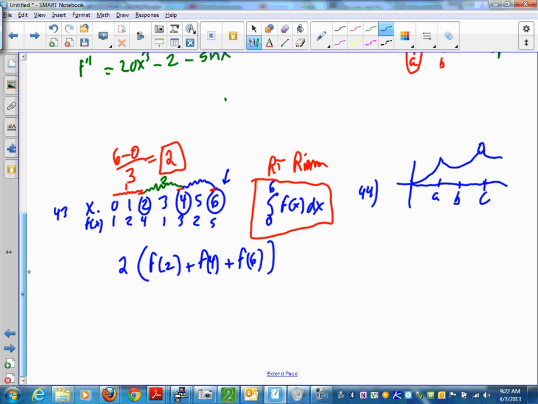Let's see, 44 has a graph and then some statements, and you have to verify which one of these is false. So part A says it's continuous but not differentiable at x equals a. Continuous but not differentiable at point A. Well, it is continuous here, right? Continues on, but you can see that cusp point right there, so this one is certainly going to be classified as true.